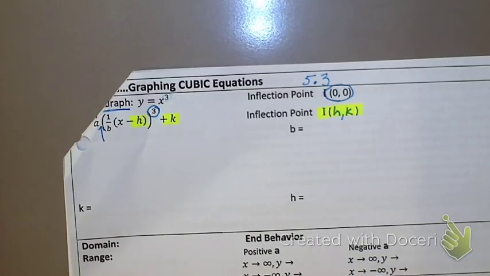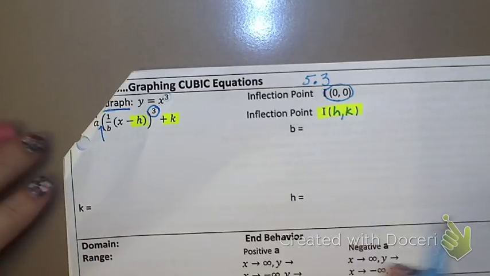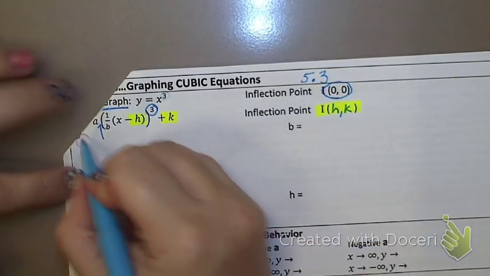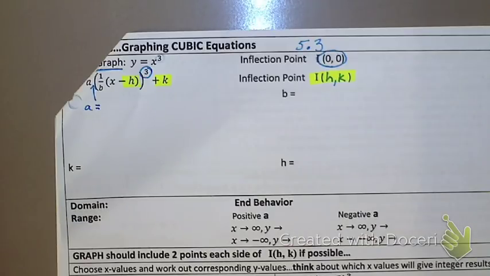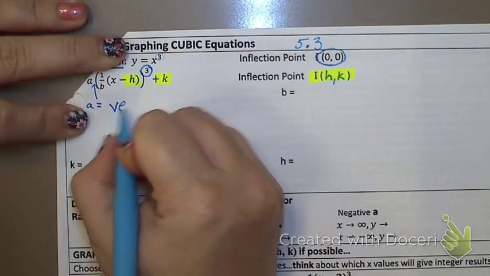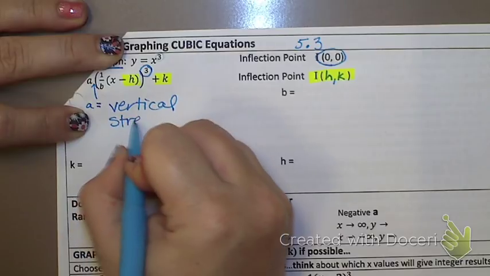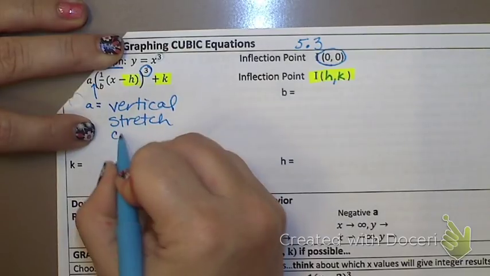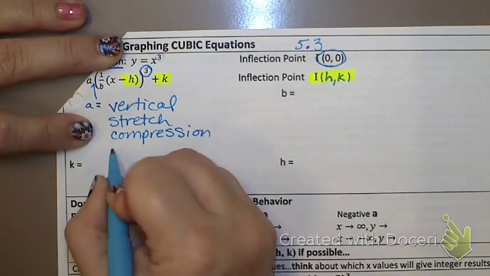All right. After that, we still have all the same letters we had before: a, b, h, and k. And I think the a is actually right in the hole punch right there. So, a, b, h, and k mean the exact same thing. So a is still a vertical, what is it? A stretch, compression, or a reflection.